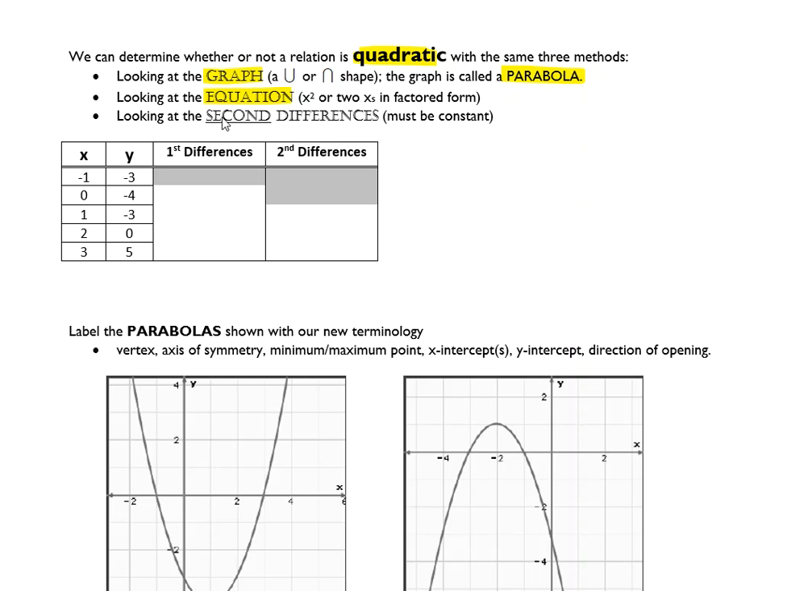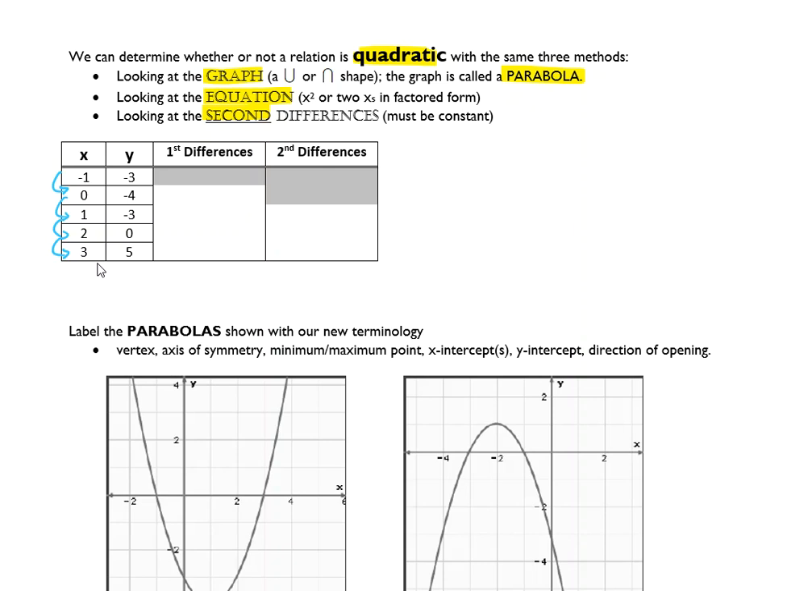We can use a table of values, but this time we're looking at the second differences, not the first differences, and they have to be constant. So in order to get the second differences, we need the first differences. But first, let's look at our x values. Are they all increasing evenly to get from one to the next? Yes, they're all increasing by 1. So that's important. If they weren't, I would have to reorganize them so they were going in order. So these ones are going in order.